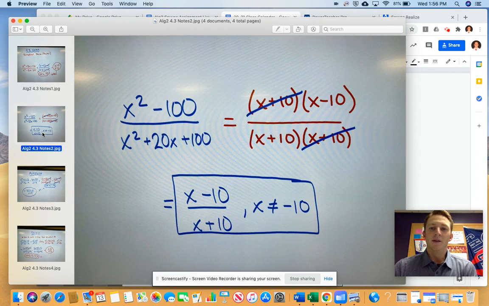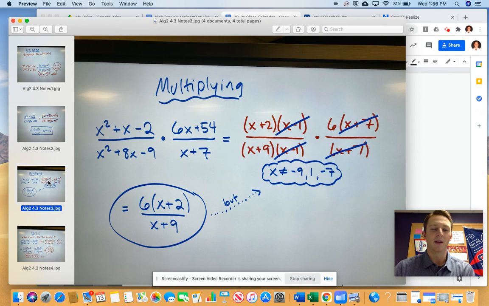Same process here. You can read through that example if you would like. We're going to move on to multiplication. So we are multiplying two different fractions with polynomials on the top and bottom. Again, we are going to just factor these. So this factors into the red over here.